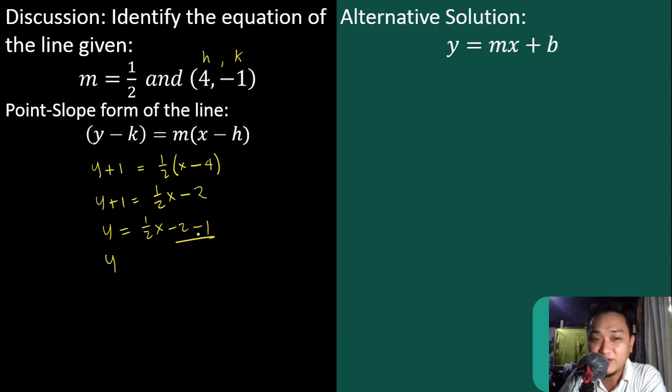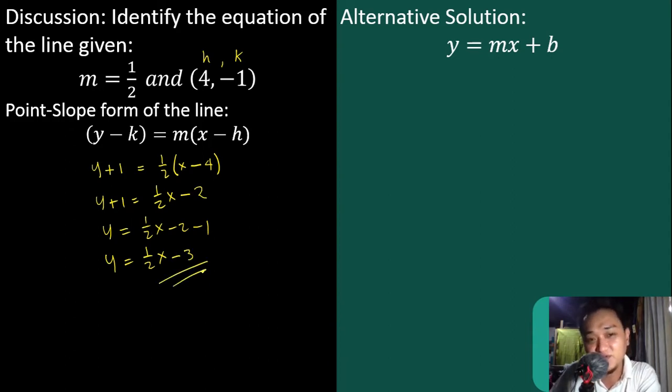Solving this further by combining these like terms, we have 1/2 x, negative 2, negative 1, meron tayong double negatives, ano? So we combine and copy the common sign, that is negative 3. There you go. We have our linear equation. For our alternative solution, we can make use of the slope, and we can make use of the point, and then solve for the value of b.